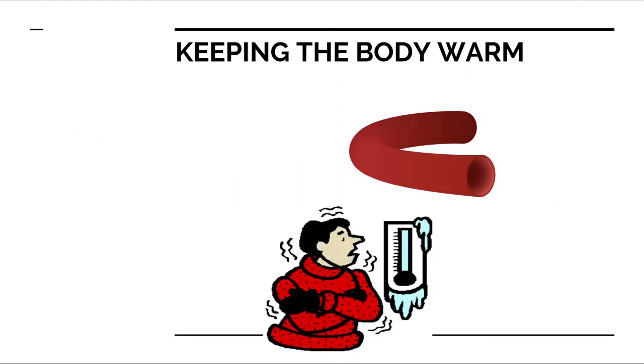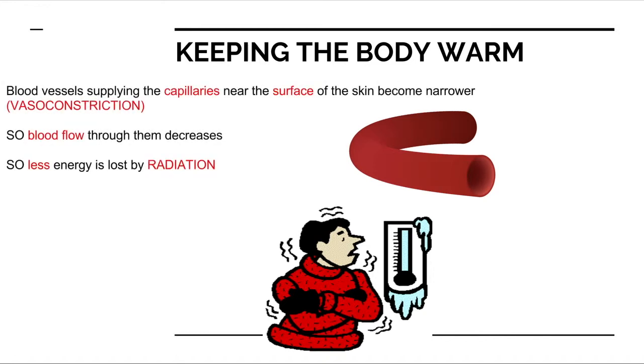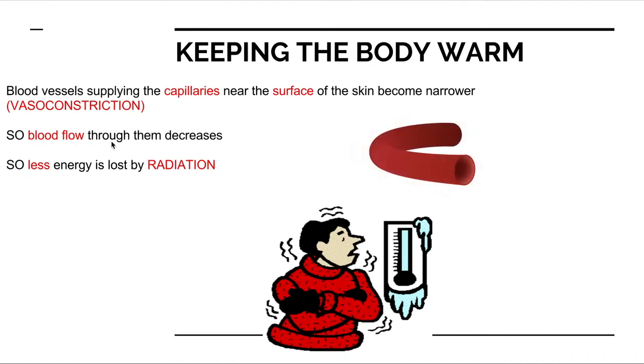Now, keeping the body warm. The blood vessels supplying the capillaries near the surface of the skin, in this case, become narrower, which is called vasoconstriction, which is a really good term to use in your exam. So the blood flow through these capillaries, through the blood vessels, decreases. So less energy is lost by radiation, keeping your body temperature warm.